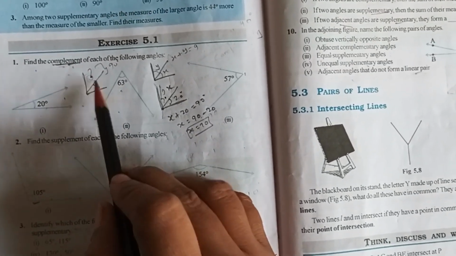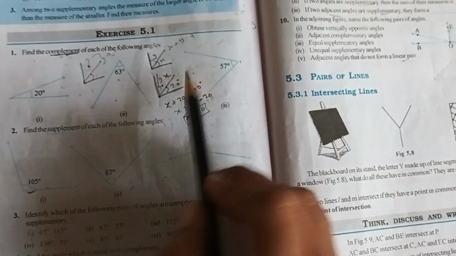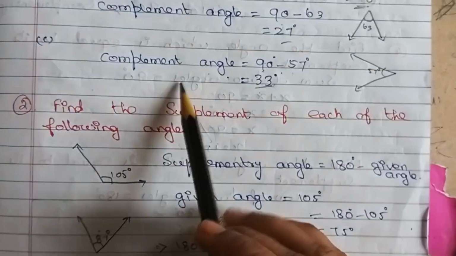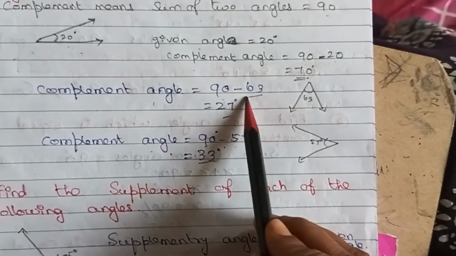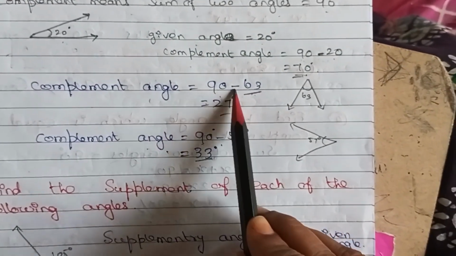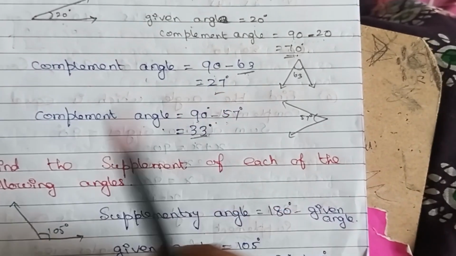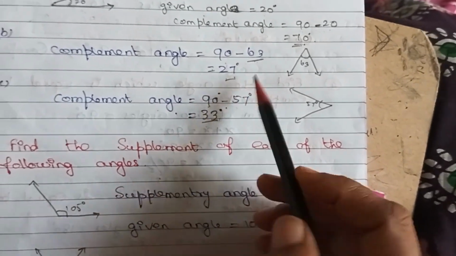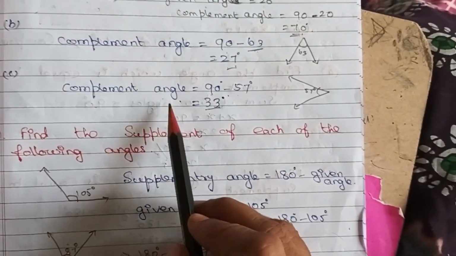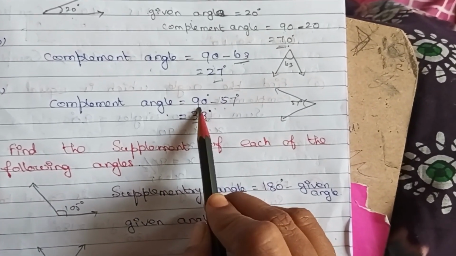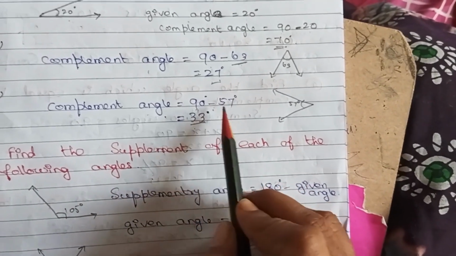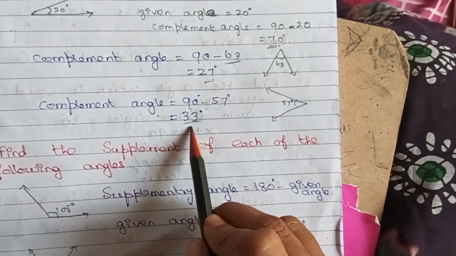Same like this we will find these two questions. Complement angle 90, given angle 63. 90 minus 63 is 27, so the complement of the angle is 27 degrees. Same like that, the complement angle we are going to find: 90 is the sum of two angles, 90 minus the given angle 57. So the answer is 33.